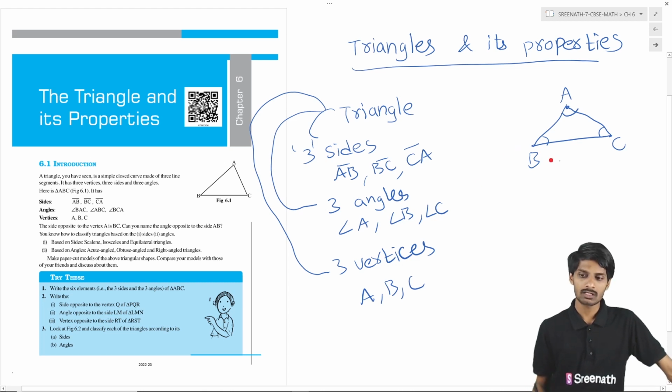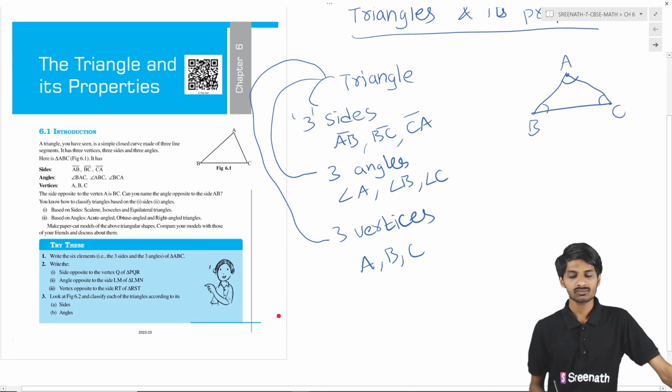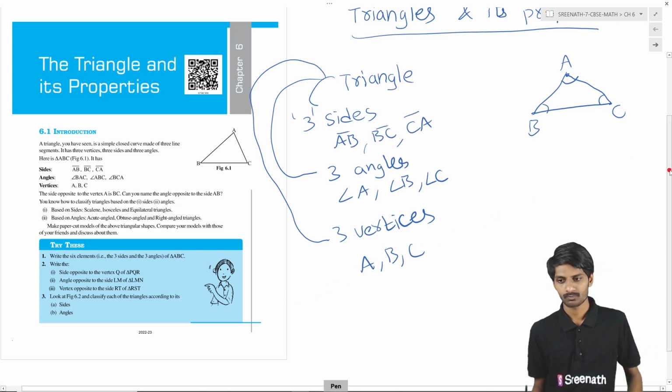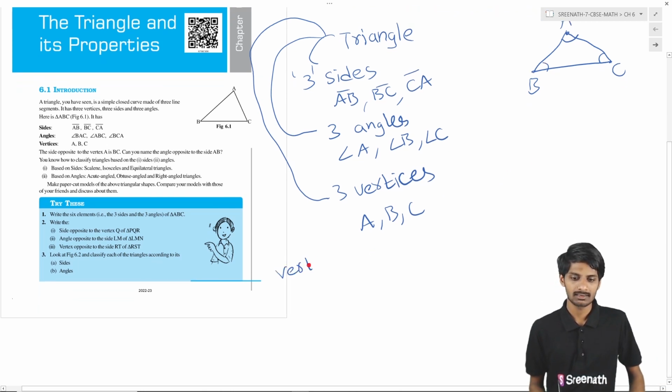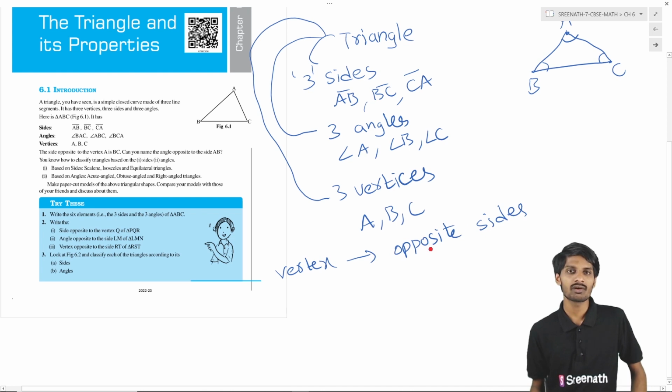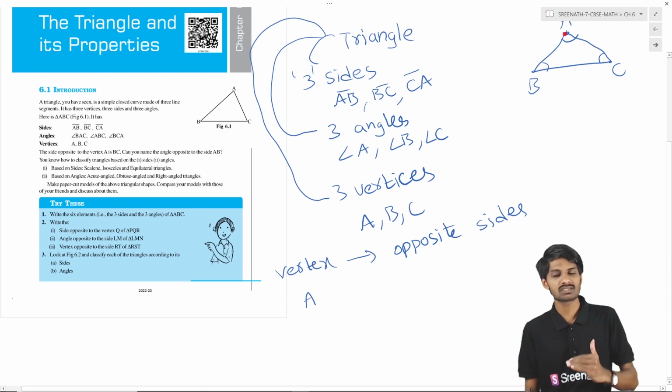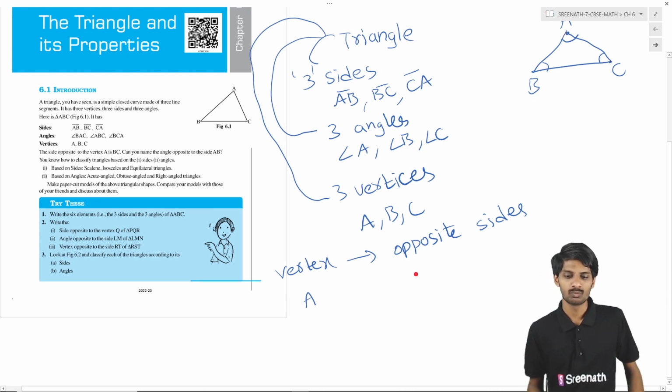And we also know about the opposite sides of vertices. So now I will write here, students: vertex, opposite side. We know what vertices are and what the opposite sides to the vertex are. Suppose you take a vertex, it is the vertex A, students. What is the opposite side to this vertex? That is BC. So BC is the opposite side, students, to the vertex A.